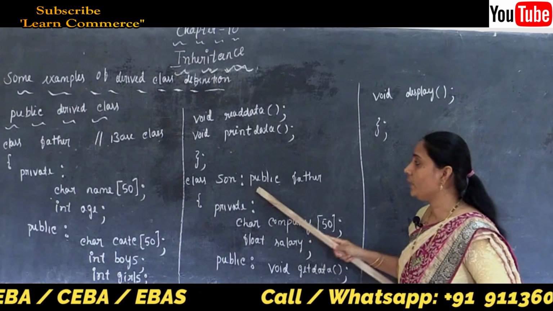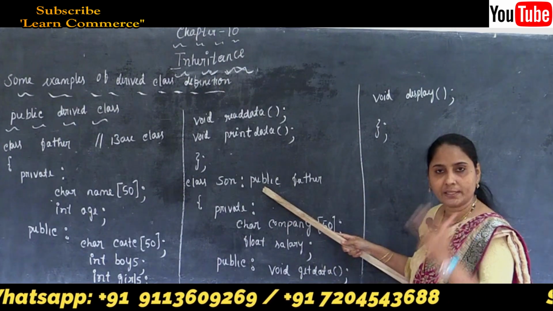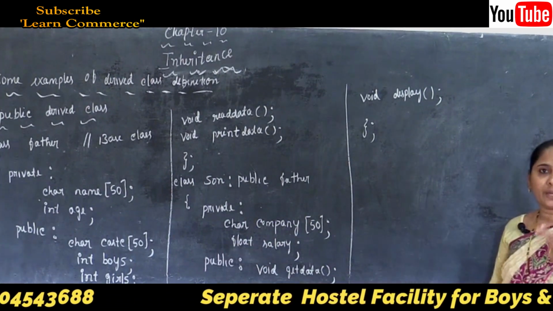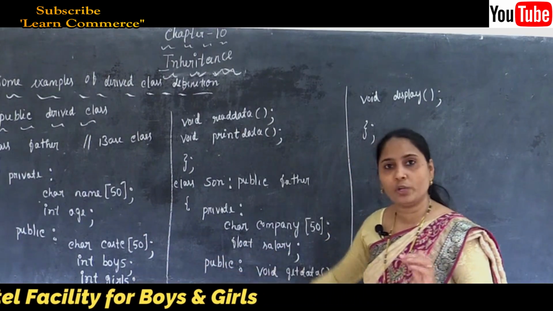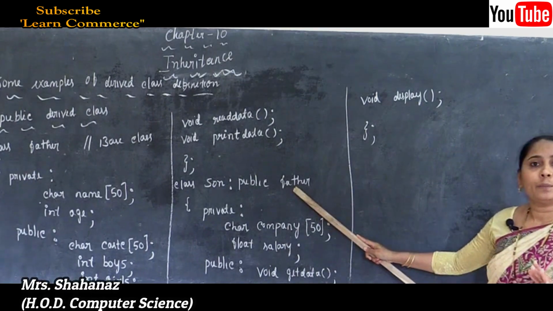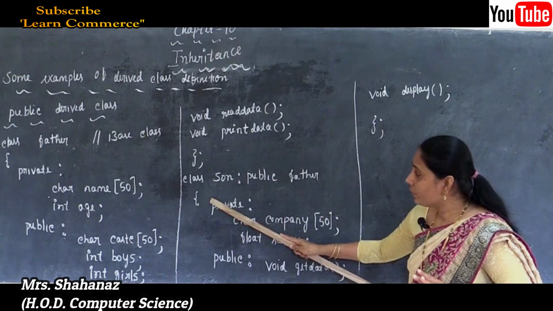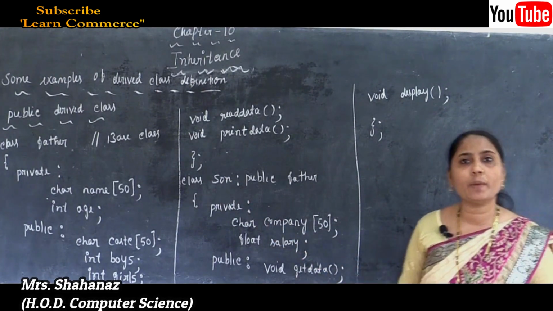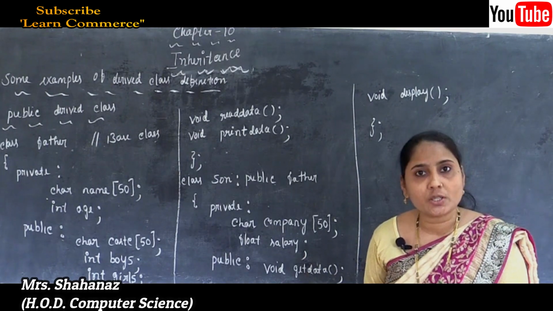So we can say that the visibility modes are public, private, protected. But in this example I used the visibility mode public. I want to inherit the features of the base class father, all those features from the public side only. Okay, and the base class name is called father. And we know why, because the new class also contains some member data and member functions. It can have additional features of its own.